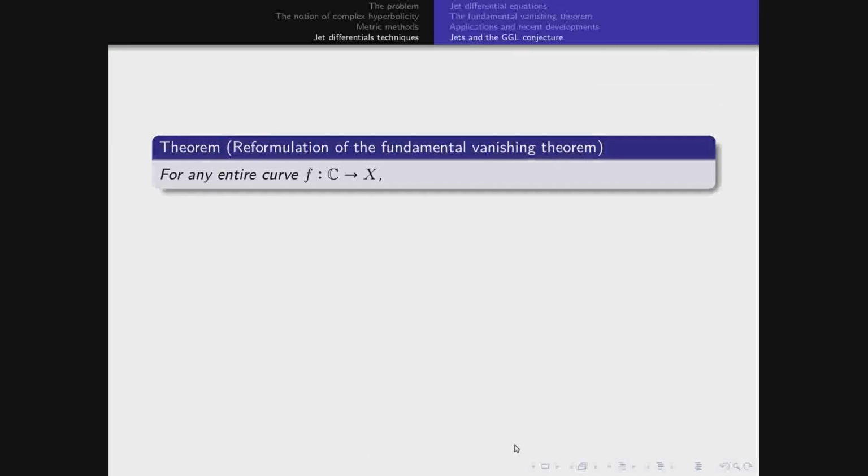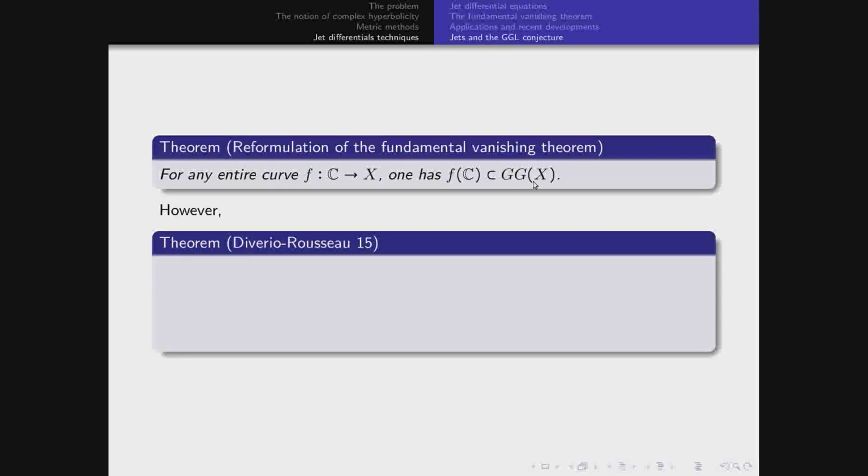So, as I said, you can reformulate the fundamental vanishing theorem in the following manner. Every entire curve falls inside the Green-Griffith locus. So what you would hope is that on a complex manifold which is of general type, this Green-Griffith locus is different from X, and it will prove the Green-Griffith conjecture for entire curves. But actually, this is not true.